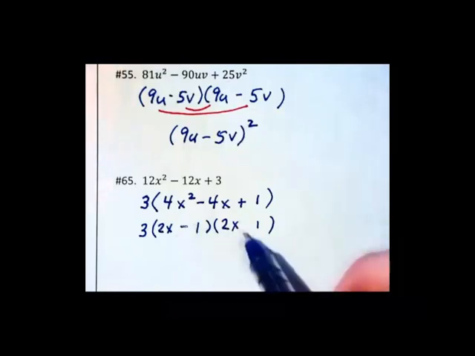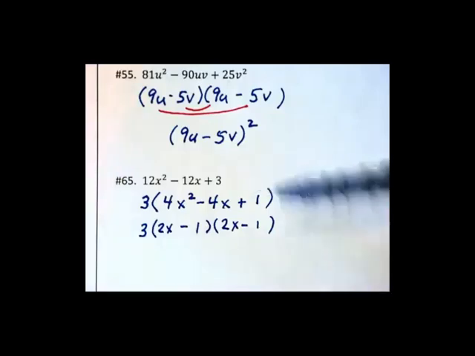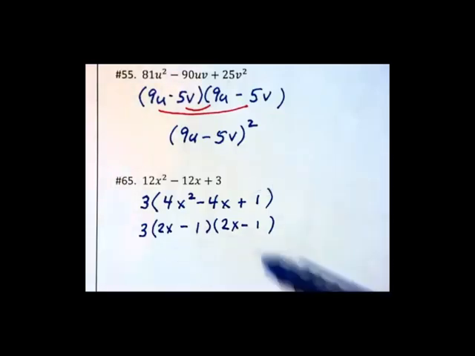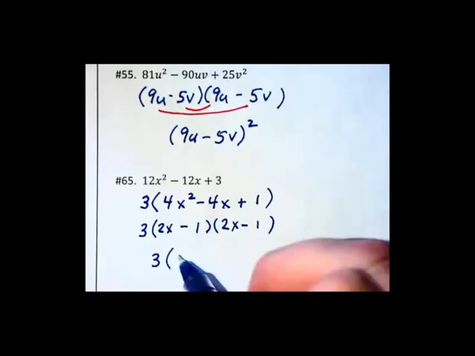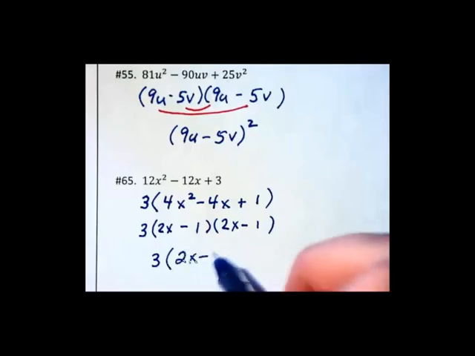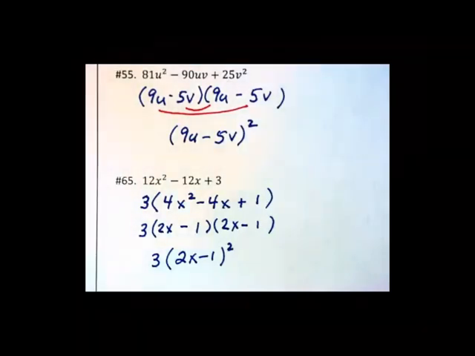If both of these are minuses, that multiplies to the positive 1, and the middle terms are each minus 2x adding up to the minus 4x. We're good to go. We're going to rewrite this as a binomial square with a 3 out front. 3 times 2x minus 1 quantity squared. Okay, now you're on your own here to try all these multi-step factoring problems.